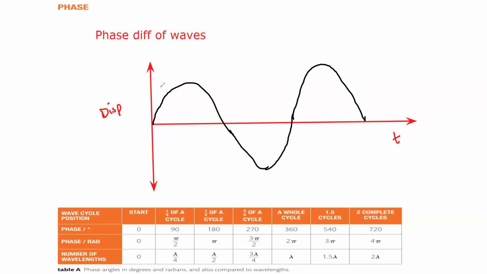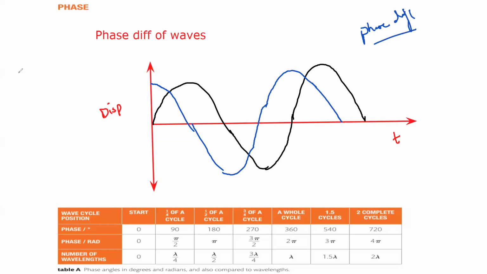And this is another wave. And the question is: identify the phase difference. So how to identify the phase difference here between the two waves?